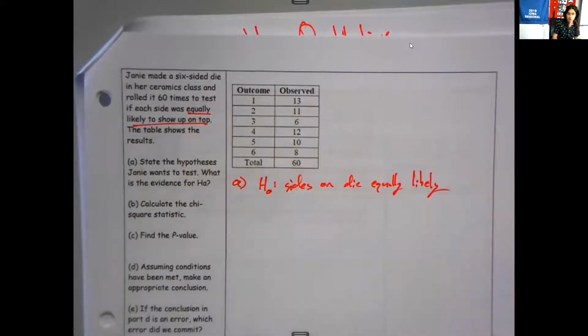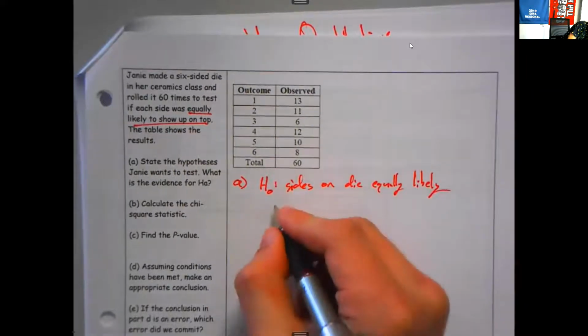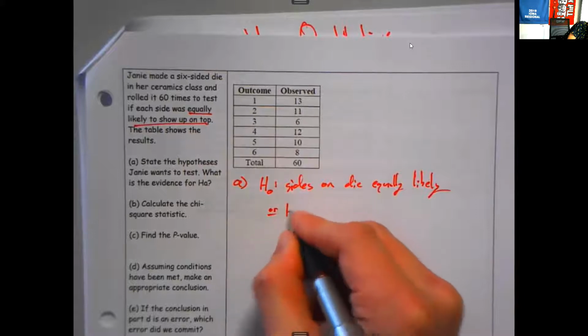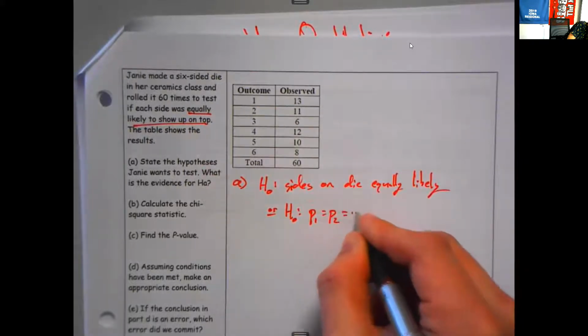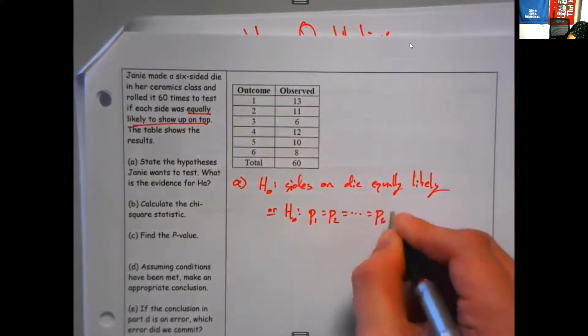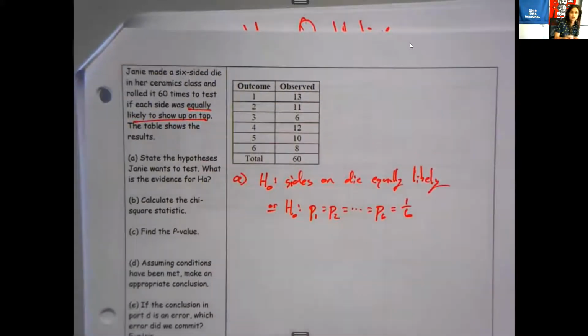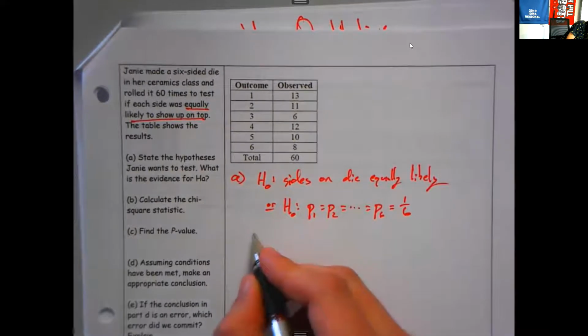So you can write it in words, or you could write it P1 equals P2 equals ... equals P6 equals 1/6. So you could say that each side on the die has 1/6 probability. They're the same statement.